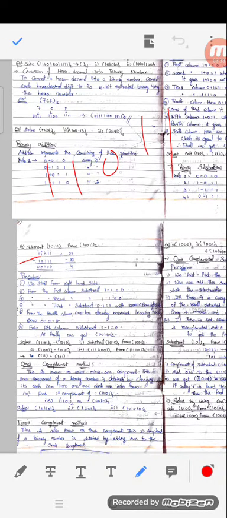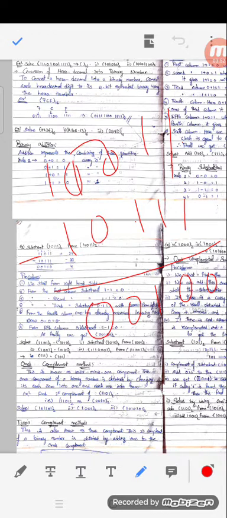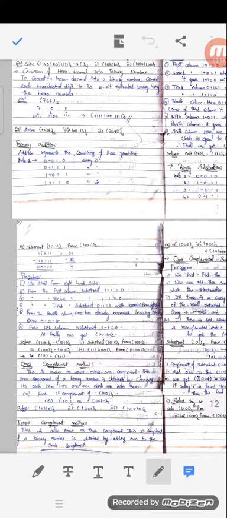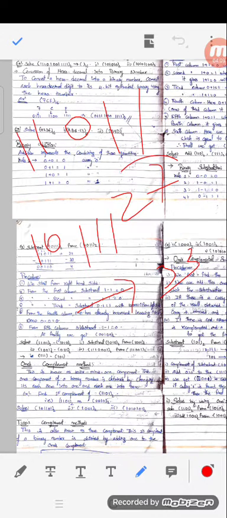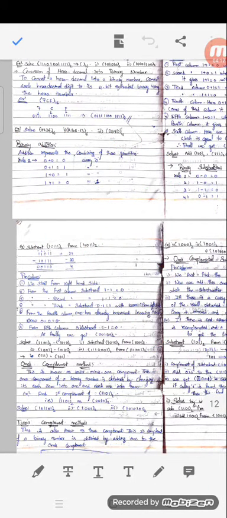So now 11011 minus 10111. 1 minus 1 is 0, 1 minus 1 is 0, 0 minus 1 is 1 with a borrow. Here it will be 0, 0. 1 minus 1 is 0. The answer will be 100, which is 4 in decimal form. To cross check: 11011 is 27 and 10111 is 23. 27 minus 23 is 4.